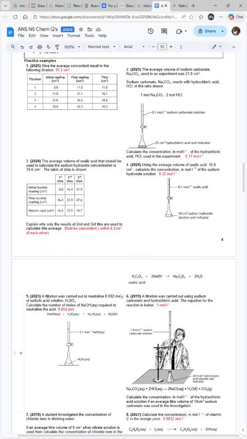A titration was carried out to neutralize 0.002 moles of sulfuric acid solution. Calculate the number of moles of sodium hydroxide solution required. So this one, you actually don't need to do the full shebang of CV over N, CV over N. They're just saying if you use 0.002 moles of sulfuric acid, how many moles of sodium hydroxide will you need?